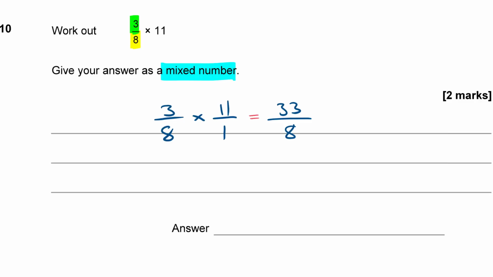8, 16, 24, 32. It goes in 4 times, remainder 1. So because it goes in 4 times, the whole number part of my mixed number is going to be 4. Because the remainder was 1, the numerator part of my mixed number is going to be 1. And because my divisor was an 8, it's going to have an 8 as my denominator there. So my answer is 4 and 1/8.